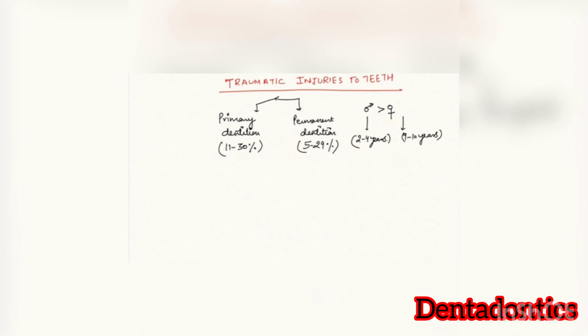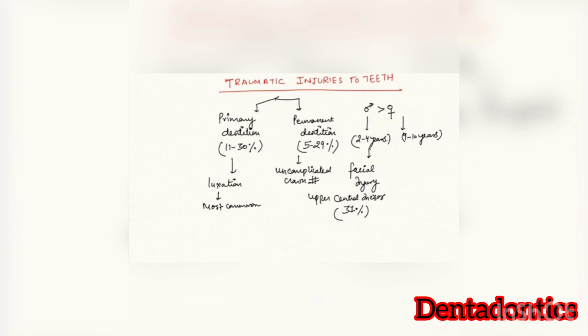The most common teeth involved in facial injury is upper central incisor, and the prevalence rate is 37%. In case of primary dentition, the most common traumatic injury is luxation, and in case of permanent teeth, the most common traumatic injury is uncomplicated crown fracture. Trauma to the tooth can occur during the fall from the bike or the bicycle, or blow to the dentition, or any kind of fight, violence, or domestic injuries. Trauma around 2 to 3 years is common because at that time motor coordination is developing and the child starts moving around on their own.